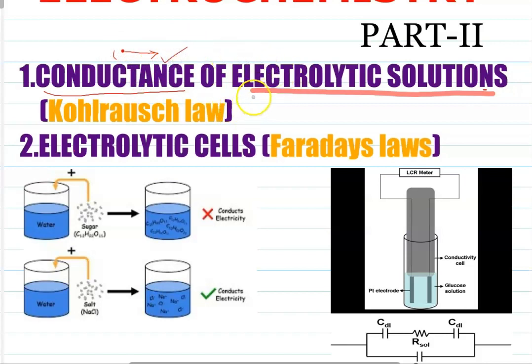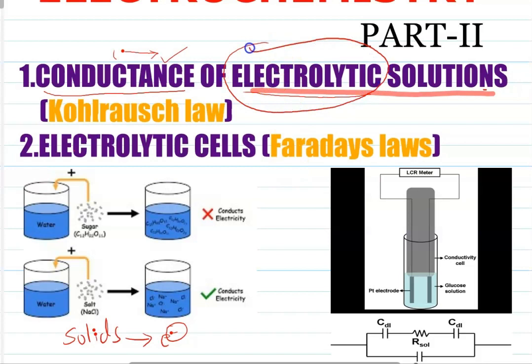When we study the conductance of solids, the conductance is due to electrons. In solids, conductance is due to the movement or flow of electrons, which we call current. Whereas in solutions, especially electrolytic solutions, what do you mean by the word electrolyte? An electrolyte is a substance which, in its melt form or in solution form, is going to conduct electricity. That is called an electrolytic solution.